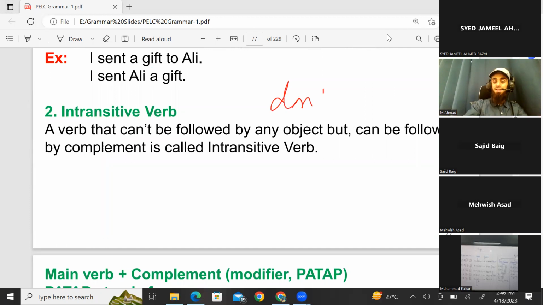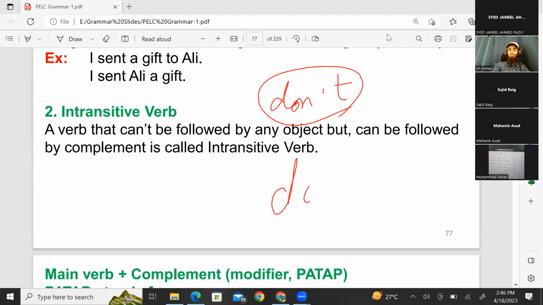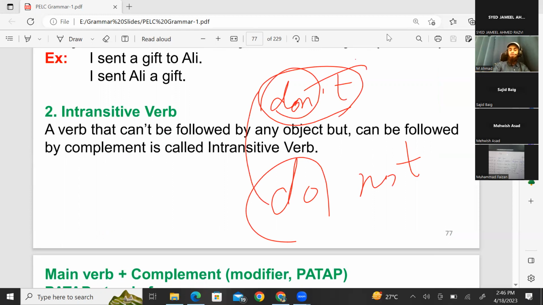Now, "don't" is a very common word, but it is informal, and "do not" is formal, right? Both are verbs, but "don't" is informal. You can use both, but in writing, do not use the short form.